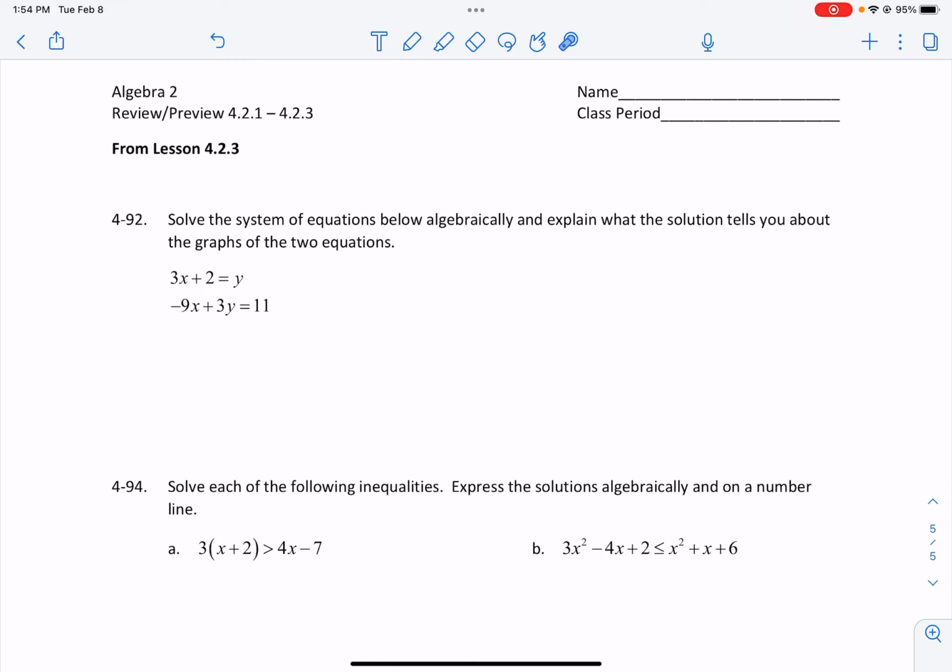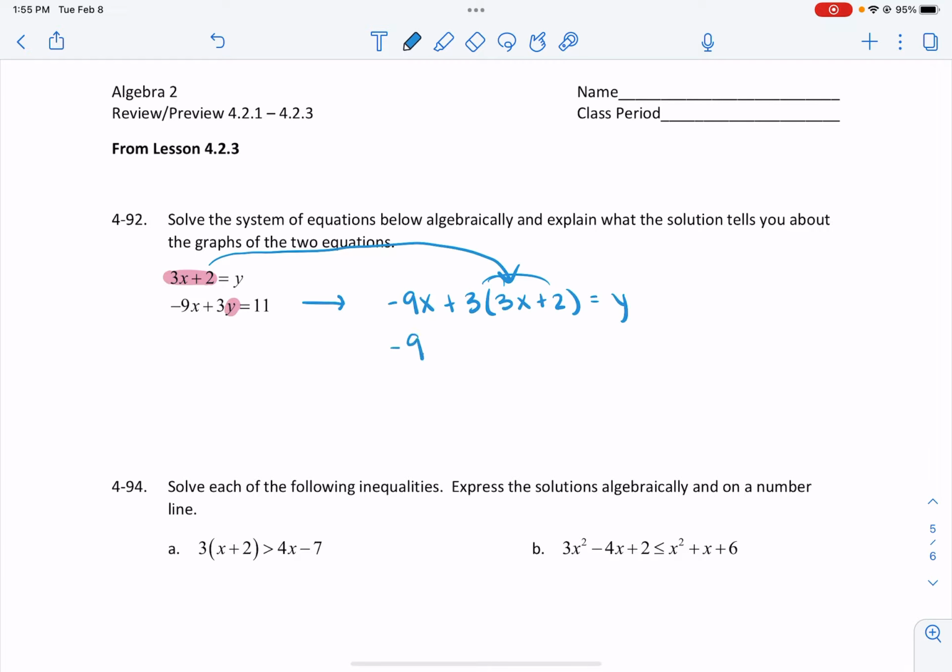Let's look at 4-92. Solve the system of equations below algebraically and explain what the solution tells you about the graphs of the two equations. So y is already by itself here, so that tells me this is what y is equal to, so we can plug it in here. So this will become negative 9x plus 3 times 3x plus 2 equals y. So that part went there.